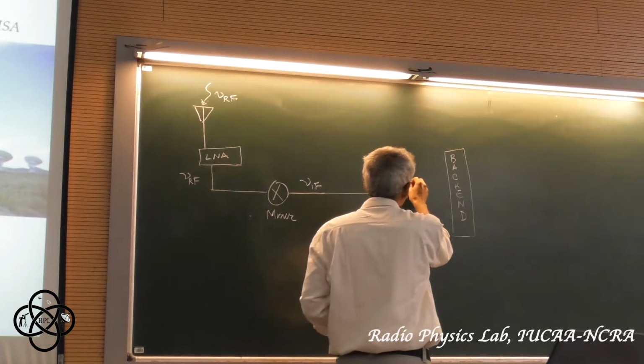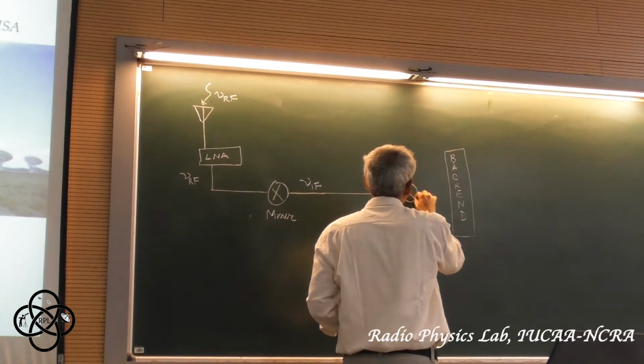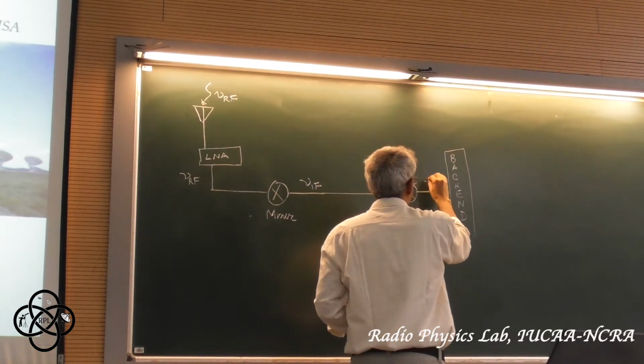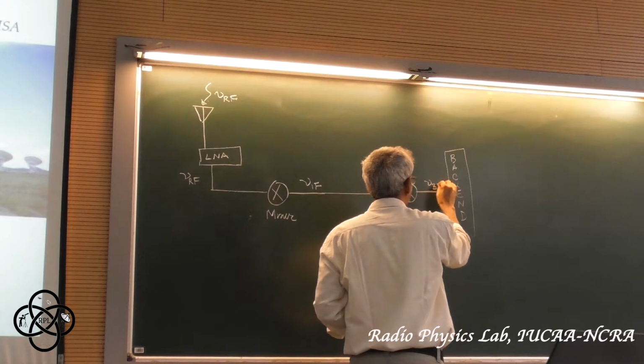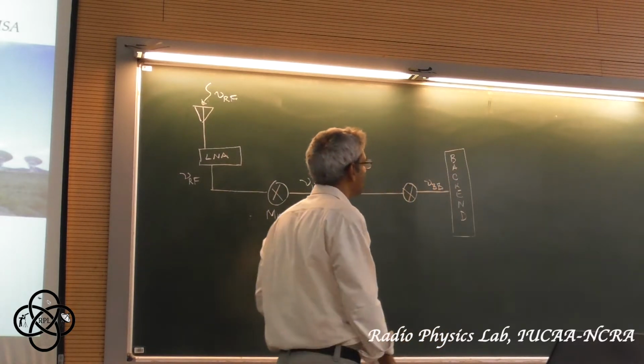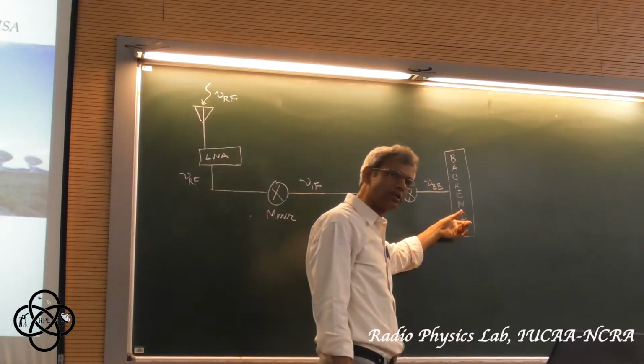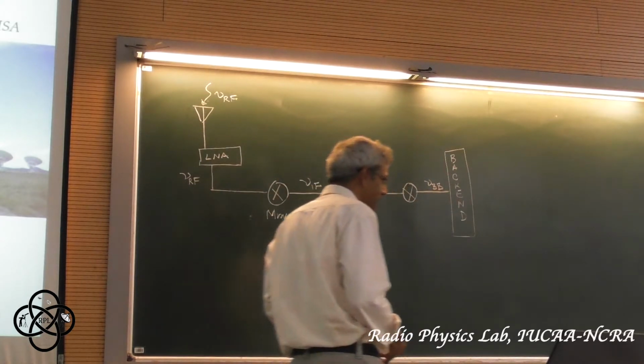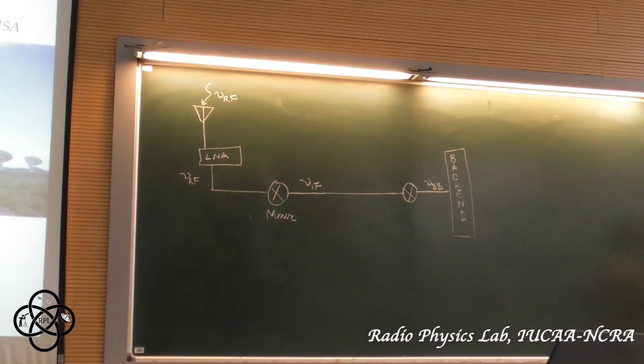I won't go into the details, but if you're interested, you can talk about it later. So usually what you do is put another mixer which moves the frequencies into frequencies which the backend works well at. So this would be the block diagram of a typical receiver, the radio telescope receiver.